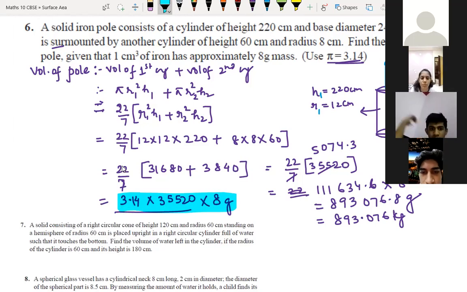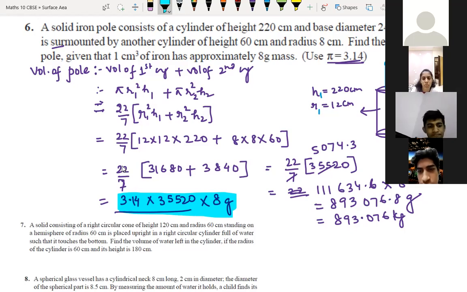Understood, everyone? Yes, sir. And sir, if we round up, the difference comes bigger. Here you get the answer 893.076 kg. The real answer is 892.262 kg. That's why I'm saying this point is there, no? That only you should get.